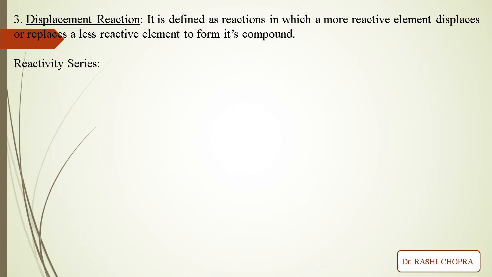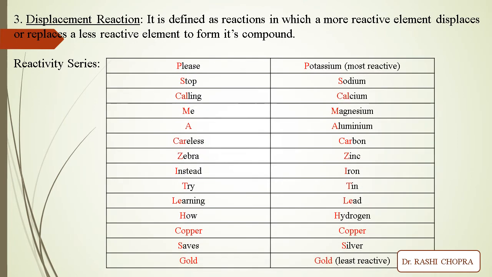This reactivity or strength of any element is basically dependent upon the reactivity series, and you need to memorize this reactivity series as well. Here is the reactivity series, in which you'll see different elements, with potassium being the most reactive element and gold the least reactive. The trick to memorize it is: please stop calling me a careless zebra. Instead, try learning how copper saves gold.